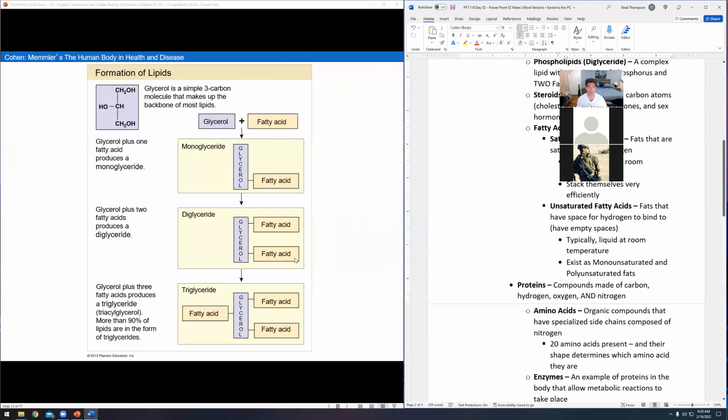And there's our fatty acids I was talking about. There's the triglyceride, the 3, tri for 3. There's a diglyceride, that's a phospholipid, di for 2, and then there's a monoglyceride, which is like a little single fat.